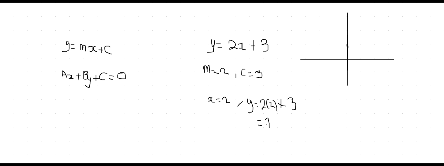So this gives me the point (2, 7). Then I go ahead and graph this point. So 2 on the x, 7 on the y. Let's say my 2 is somewhere here, and my 7 is somewhere there. Like that.